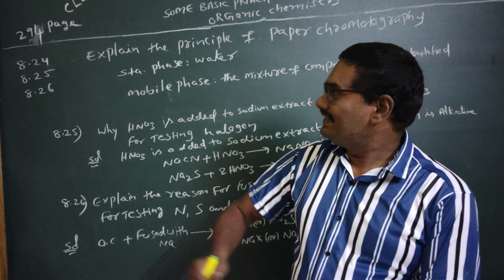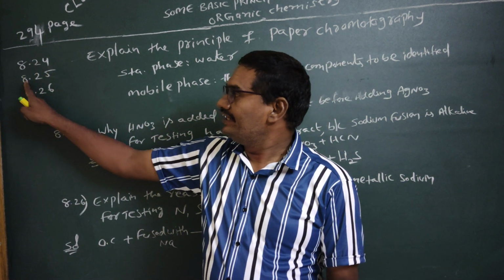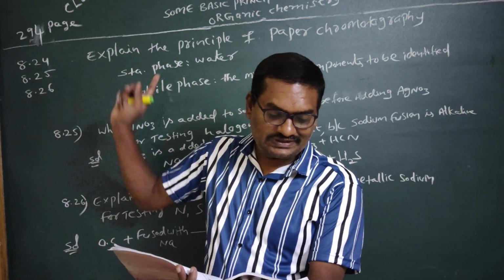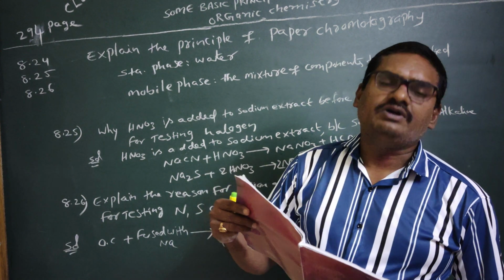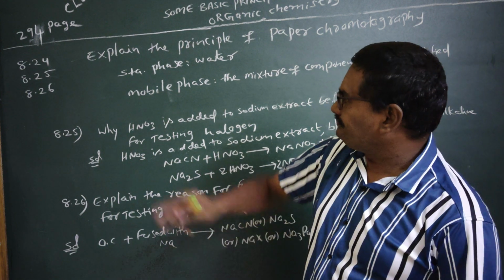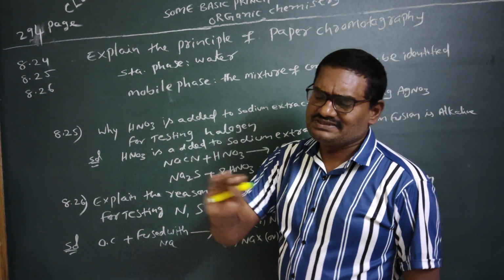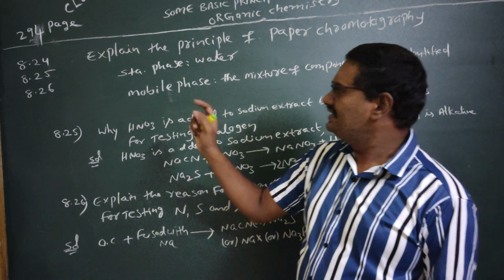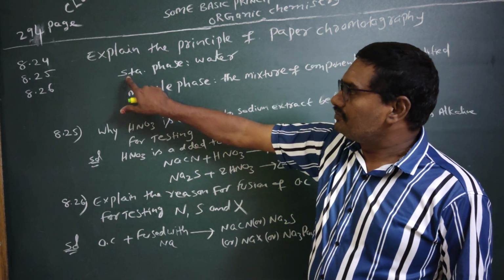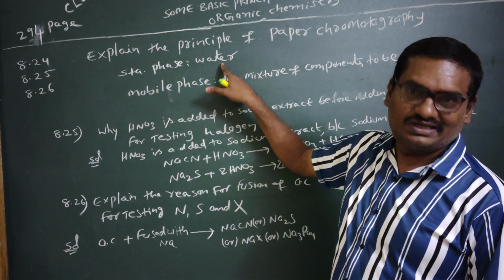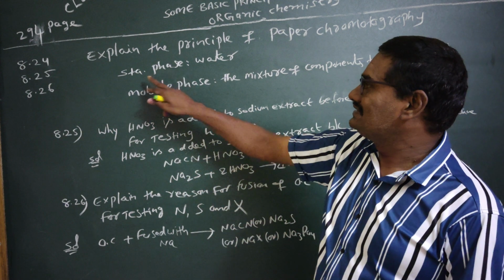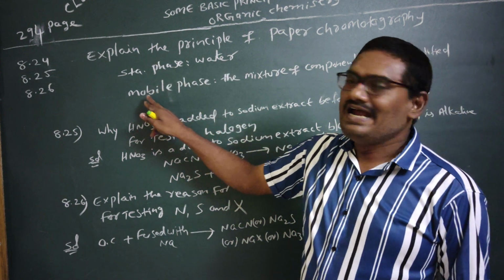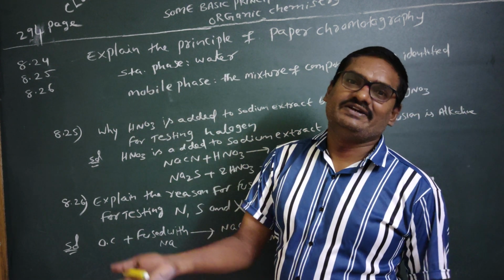So now I explain 8.24, 8.25, 8.26. So 8.24, explain the principle of paper chromatography. Paper chromatography is the simple chromatography. In paper chromatography, the stationary phase is water, which is impregnated in cellulose. The stationary phase is water and the mobile phase is the mixture.